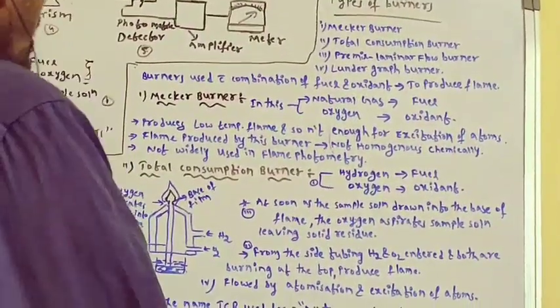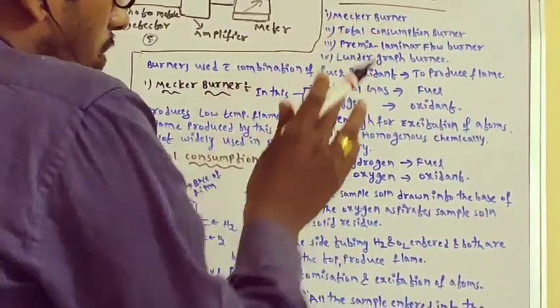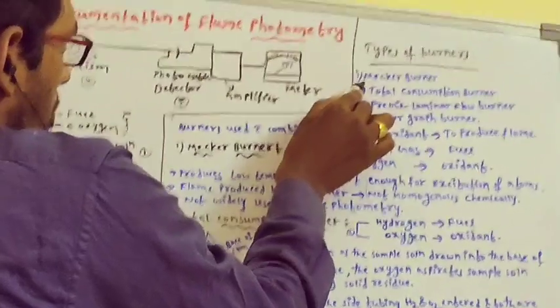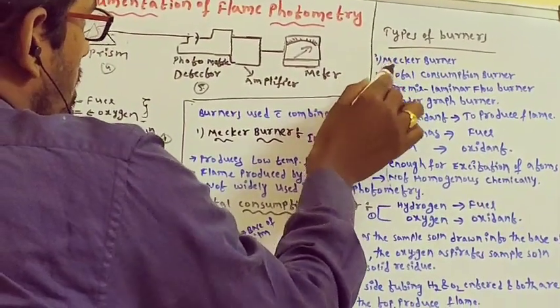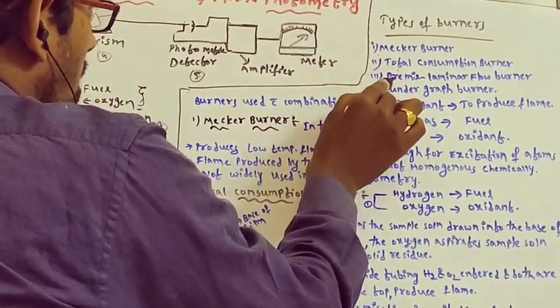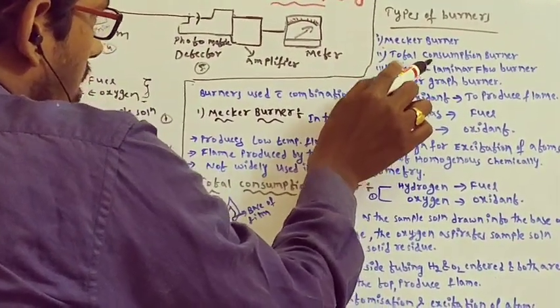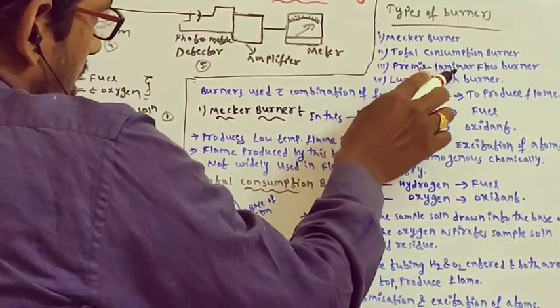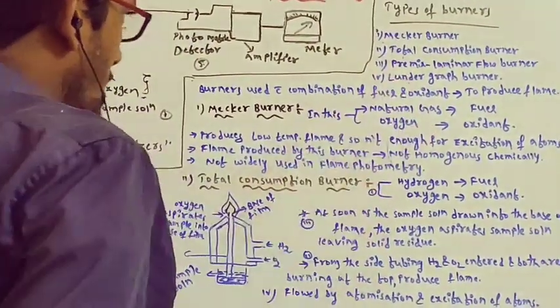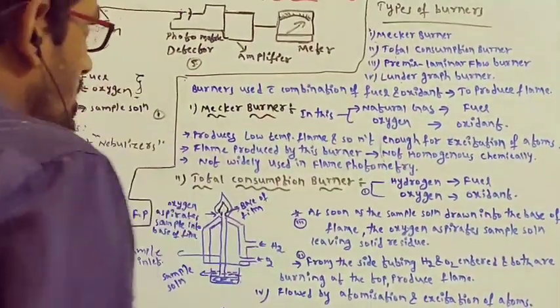Here we have four types of burners used in flame photometry. What are those? First one, Mecker burner. Second one, total consumption burner. Third one, premix laminar flow burner. Fourth one, laminar graph burner. These four are the burners.